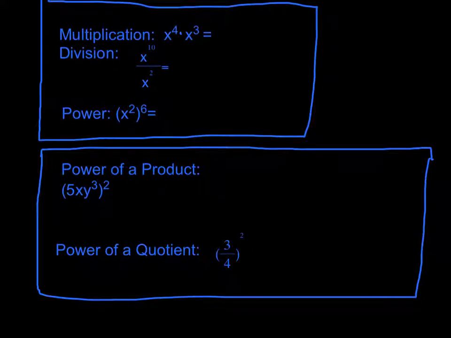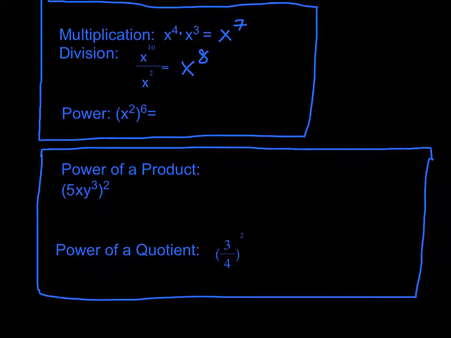So if you look at the first one, and you should remember this is review, when you have the same base, then what you do is you keep the base and we just add the exponents. So 4 plus 3 is 7, and that would be the answer. Similarly, with division, we're going to keep the base, but instead of adding the exponents, we're going to subtract the exponents. So 10 minus 2 is 8, and that would be the answer for that one. And again, these are reviews. So multiplication, we keep the base and we add the exponents. Division, we keep the base and we subtract them.